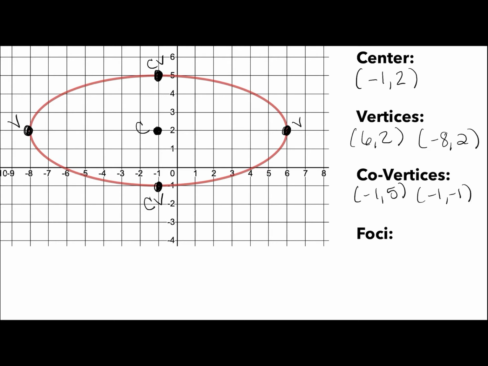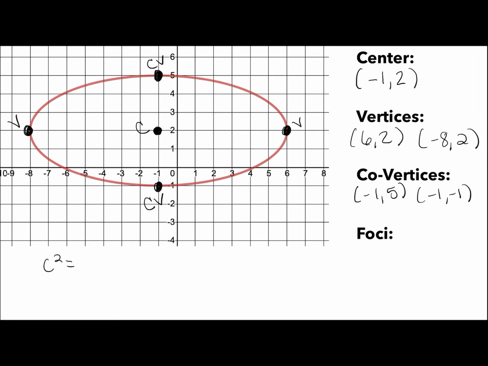Okay, and then last but not least, the foci. So the foci is the hardest one to find. I know that my foci is going to be somewhere like right here and right here. I know that because, remember, the foci are part of the major axis, so the longest part of the ellipse, and it's inside of the vertices, so somewhere right here and right here. I just have to find out exactly where that is using that equation.